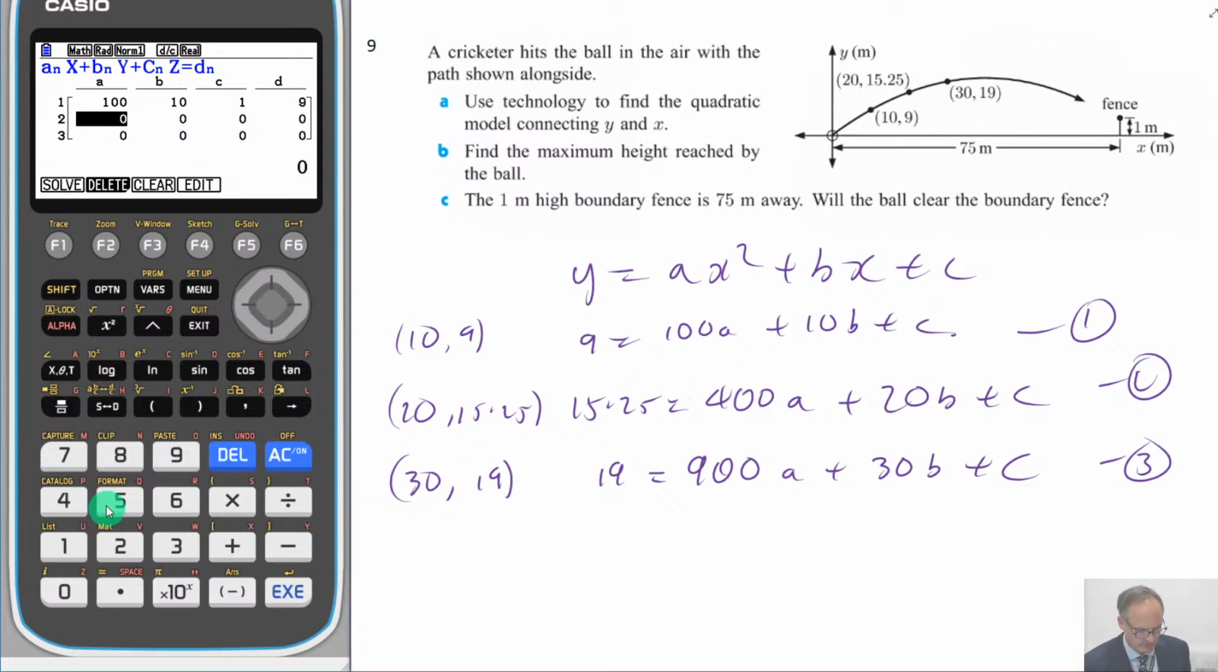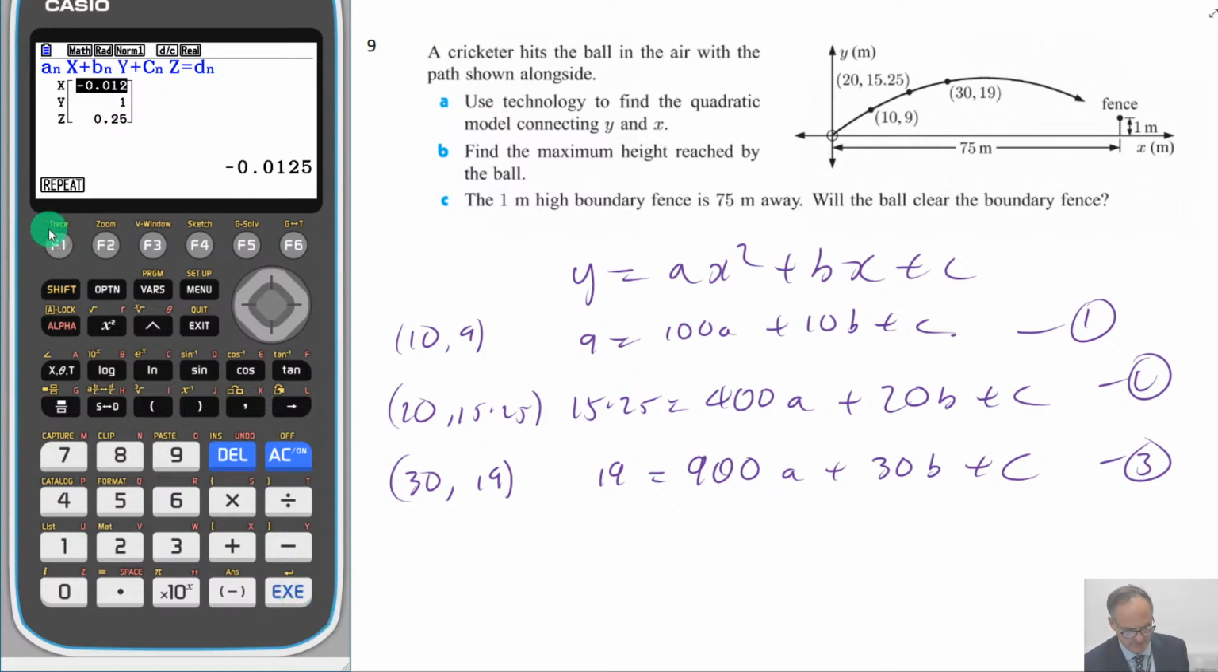So next we're going to put the 400 in. 20 and 1, and that was equal to 15.25. Next we're going to put the 900 in, then the 30, then the 1, and then the 19.